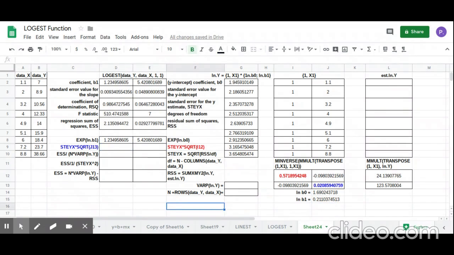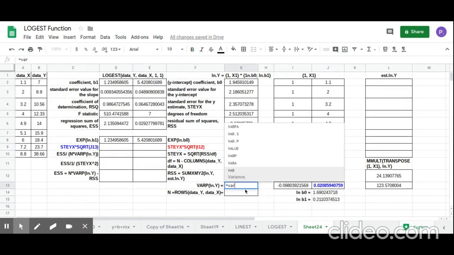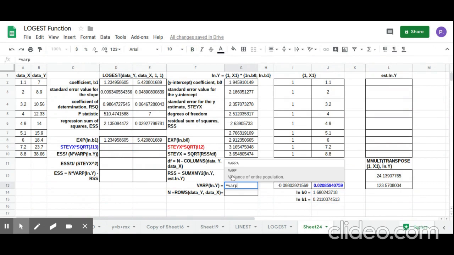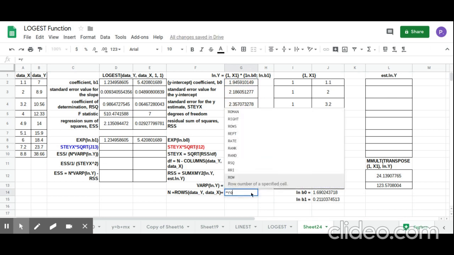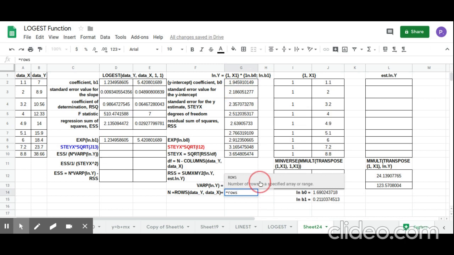Next, we calculate the y hat. But before we do that, we complete these two values. This is the variance of population y. We will need these values later on. And the population, which is equal to the rows of the dataset range. So we have a population of 9.